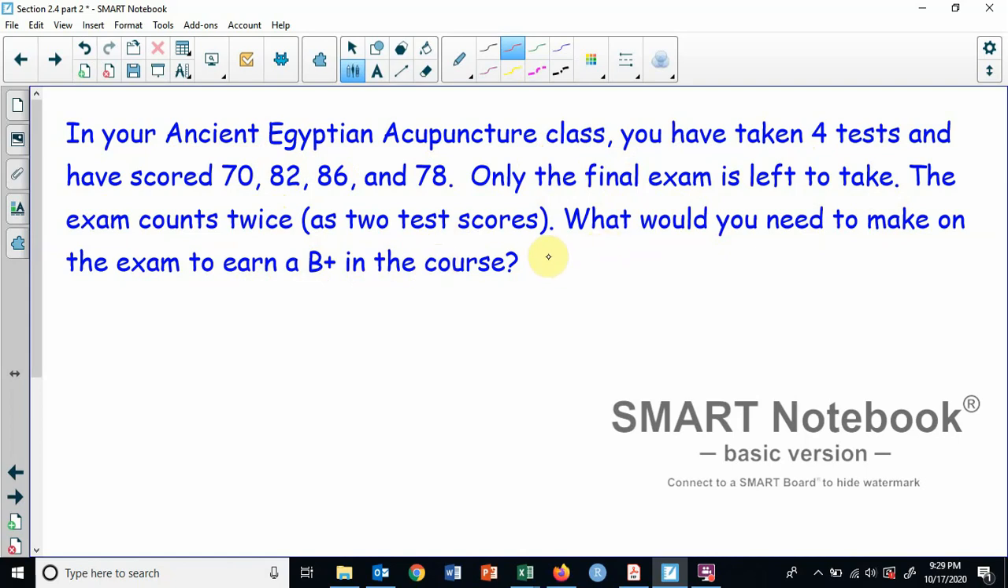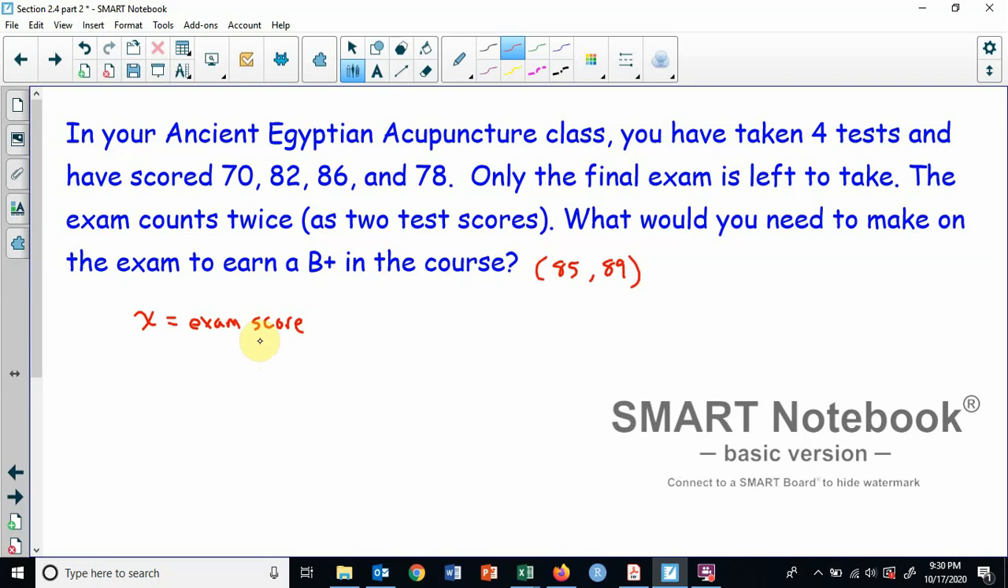First off, what's a B plus? A B plus is from 85 to 89. So you need a B plus. What do you need to make to be somewhere in the 85 to 89 range? Now, to do this, let us do our normal method for doing word problems. Let's define a variable. What's the question? The question is, what do you need to make on your exam? So let's let x be our exam score.